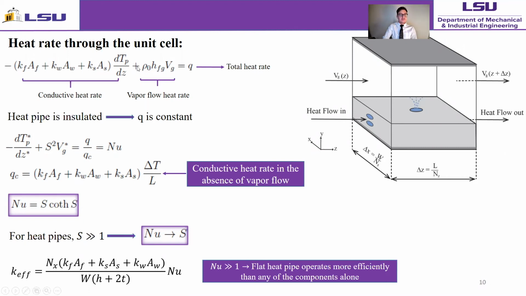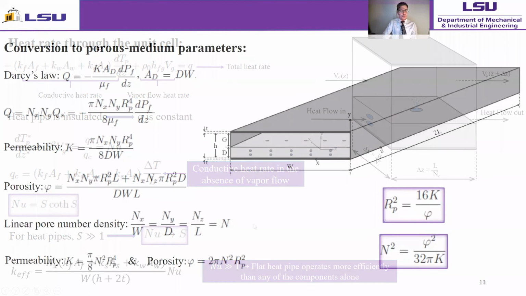We make this equation dimensionless, where QC is the conductive heat rate in the absence of vapor flow, and Nusselt is the total heat rate, the ratio of the total heat rate to the conductive heat rate. Since we have already found the pipe temperature and vapor volume flow rate, we can find the dimensionless heat rate Nusselt. As I stated before, in heat pipes, S is typically large. In the large S limit, Nusselt approaches S. We also defined an effective thermal conductivity, and because Nusselt is a large number, a flat heat pipe operates more efficiently than any of the components alone.